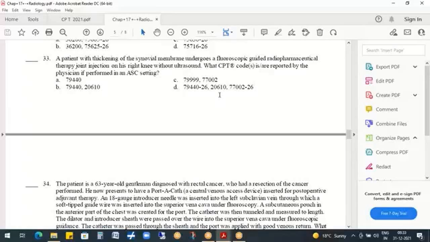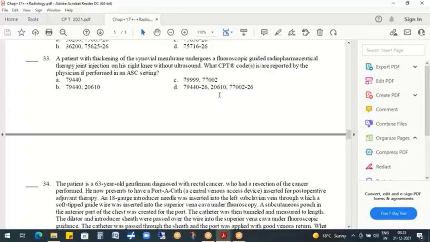For example, I am a cardiologist. A patient is in my office. I ordered an ECG. He took my order and went to the diagnostic unit. There, the technician performed the ECG and he brought the report again to me. Then what am I doing with the report? I am just interpreting the report. I have done only the professional component. I can use 26 modifier.